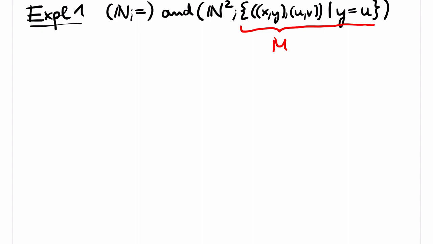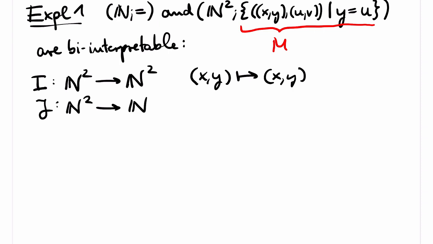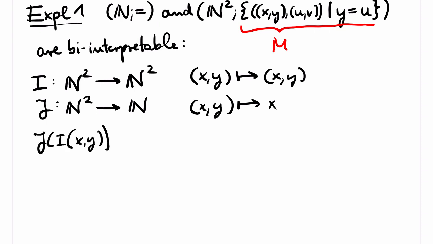It is relatively easy to see that the two structures are mutually interpretable. One interpretation of the second structure in the first is the identity map. One interpretation of the first structure in the second structure is the projection map J that maps a pair to its first component. If we first apply I to a pair x, y, and then J, we get back x. And the relation x equals z is clearly definable. So this part of the bi-interpretation is clear.